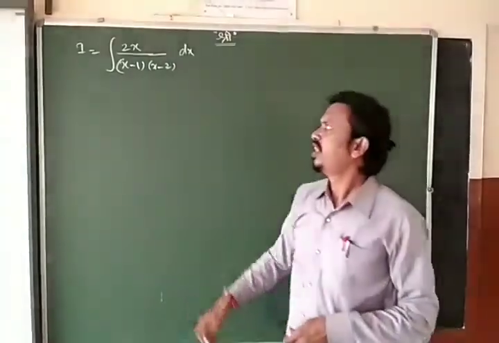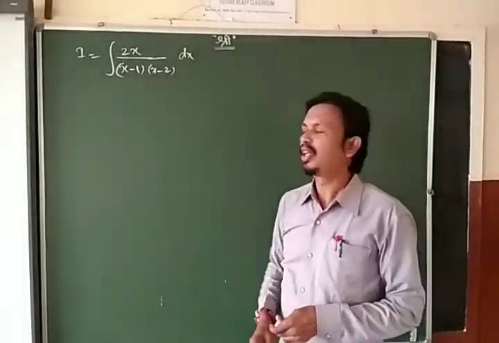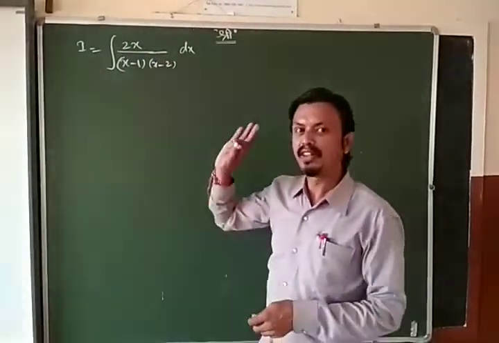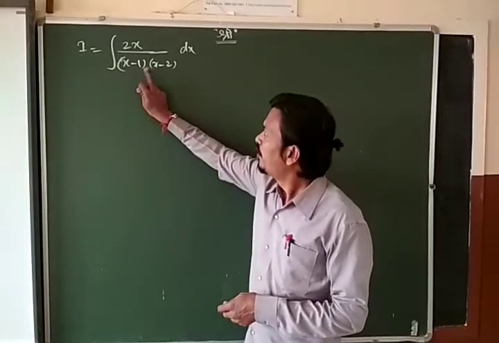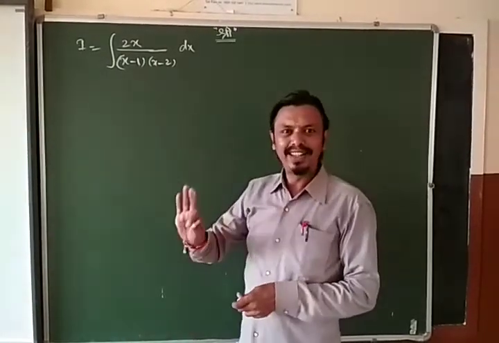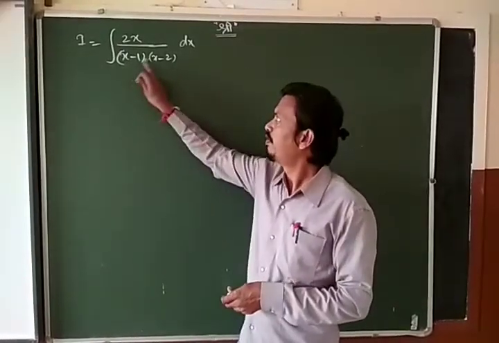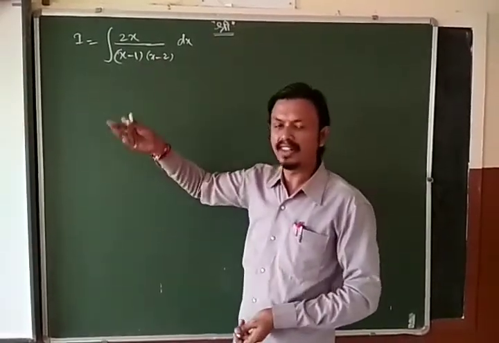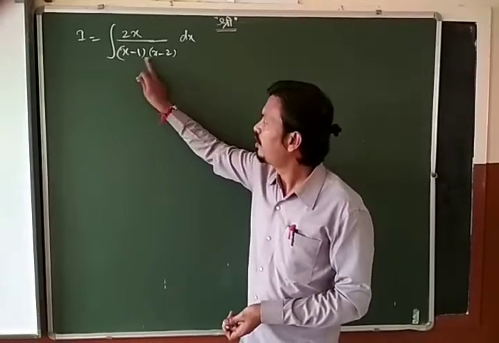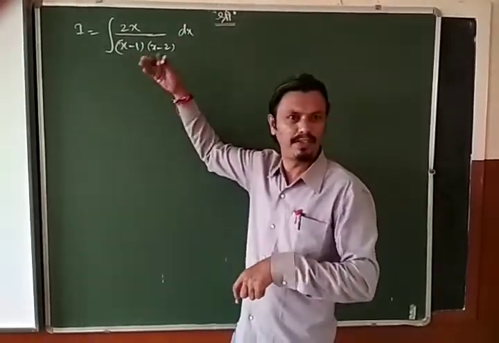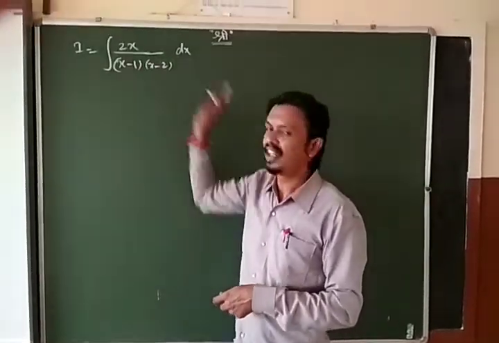If you want to integrate 2x upon x minus 1 into x minus 2, first we'll find its partial fraction. So the first thing we'll see is whether the factors of the denominator are linear or quadratic. So here the factors are linear. There are some different cases. One case is when factors are linear and non-repeated, meaning that if there are two or more factors, the factors are different.